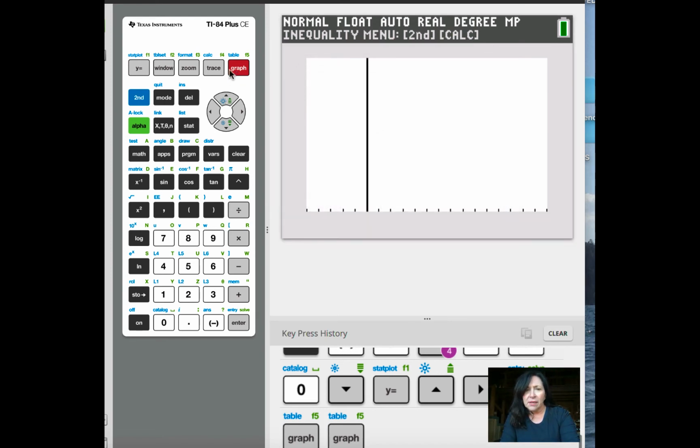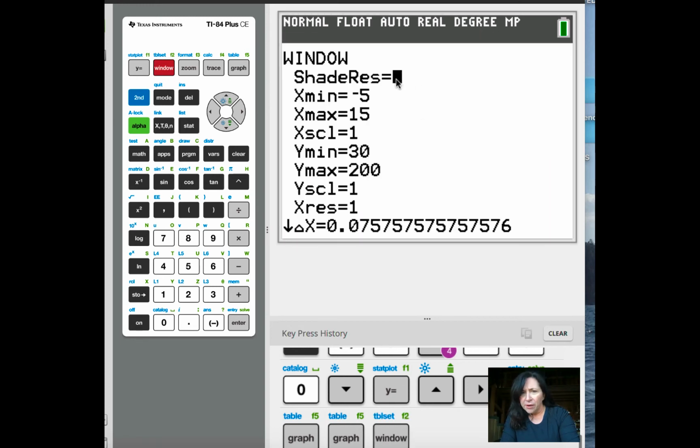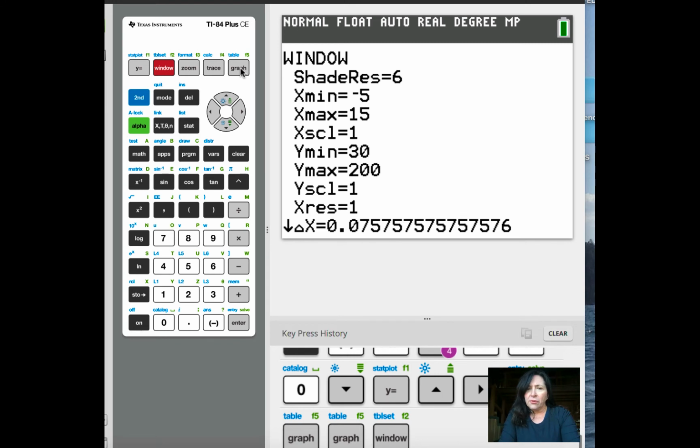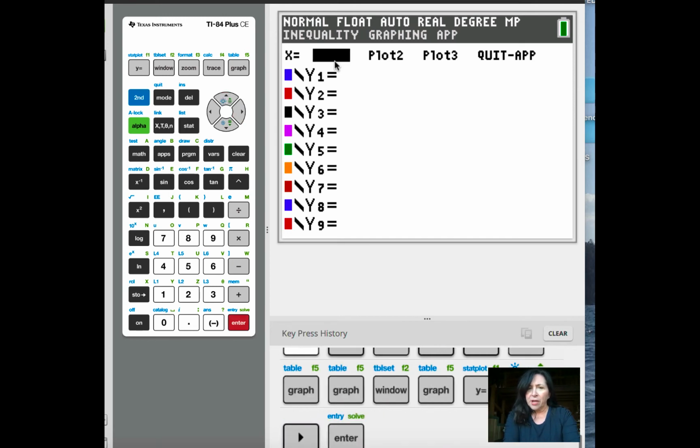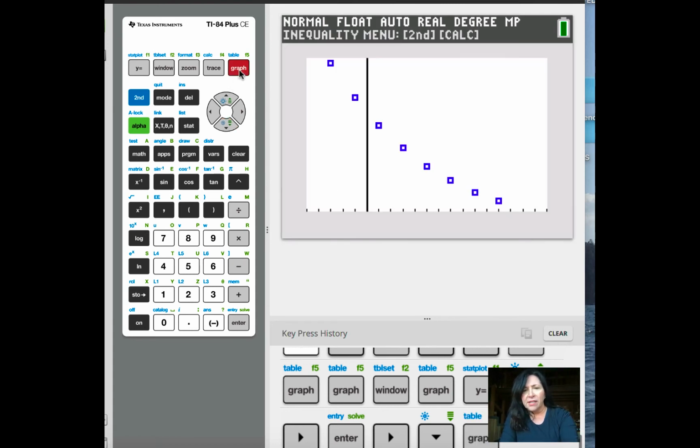So let's see, window, go back to my window, and 15 minimum. Okay, let's go back to graph, or Y equals. Oh, I didn't put the plot on. So here we go, highlight the plot. So that has to be highlighted. I guess I didn't go off of that. Now let's hit graph. So there it is.